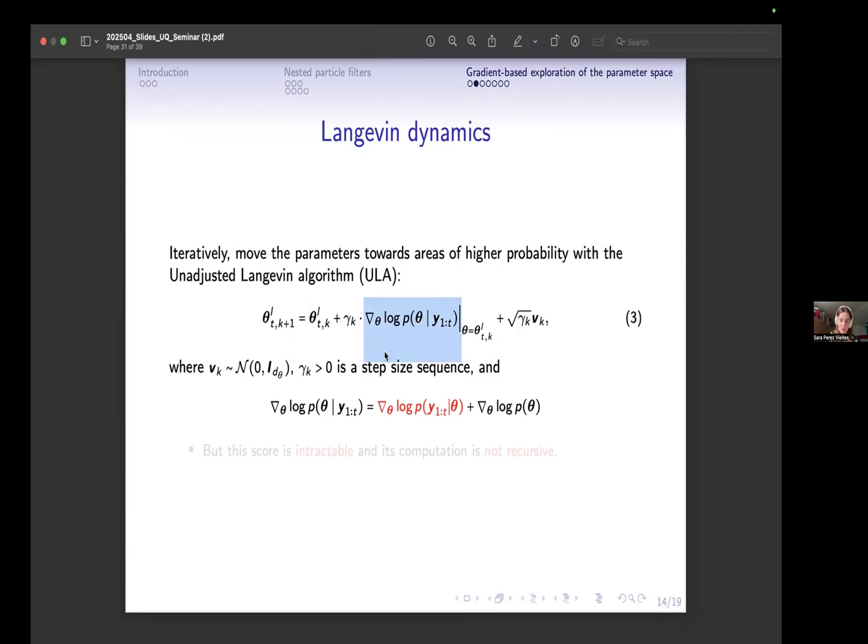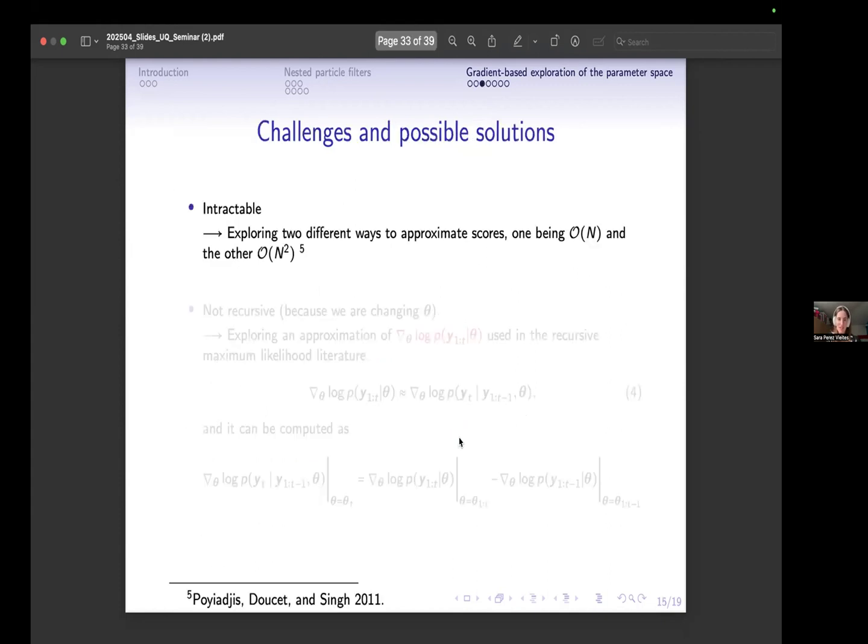So this can be complicated because this gradient is divided in these two parts. If we manage to have a prior that is not too complex, this shouldn't be a problem, the gradient of the log prior. But the gradient of the log p of the whole sequence of observations is a problem, okay? First of all, because it's intractable, and then, as I said, it's not recursive. Every time we change theta, we would have to reprocess the whole y1 to t to get this score, and then we would break the nice feature of the MPF, that it's recursive. It doesn't need to restart from scratch.